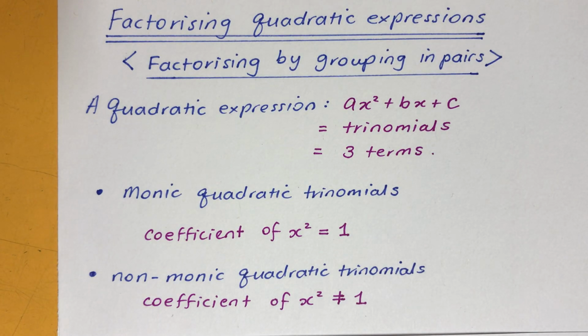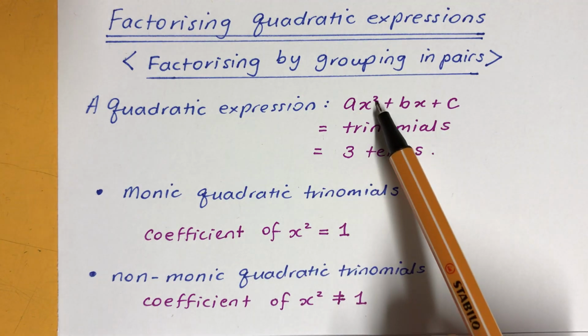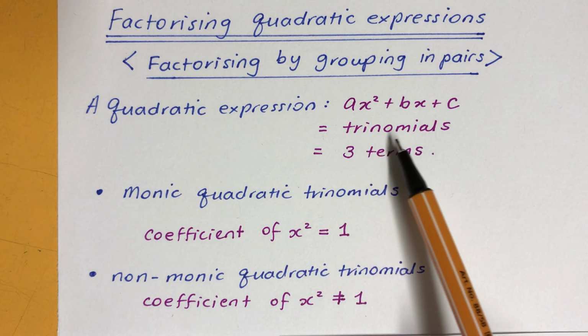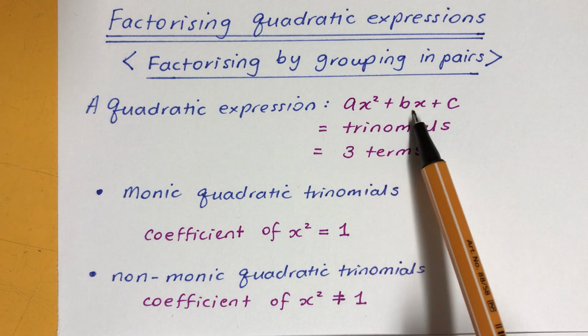Okay, today we're going to do factorizing quadratic expressions, but by grouping in pairs. A quadratic expression is ax squared plus bx plus c. As you can see, the power is 2. That's quadratic. We also call them trinomials because they've got 3 terms.